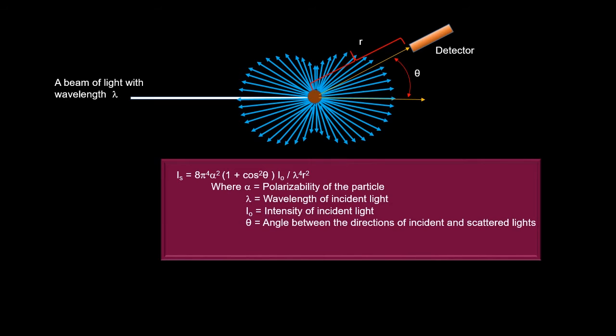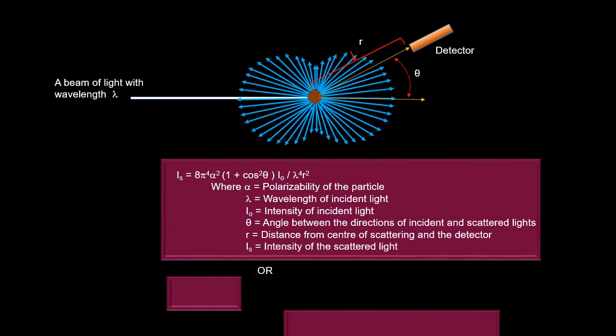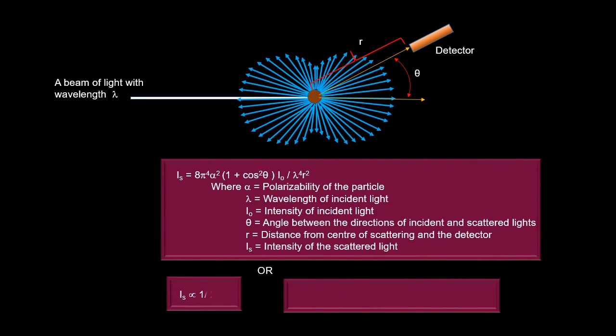All other factors being constant for a given condition, Is can be written as proportional to 1 by wavelength to the power 4. This means, for example, Is corresponding to 400 nanometer will be about 7 times greater than the intensity of the scattered radiation corresponding to the wavelength 650 nanometer.